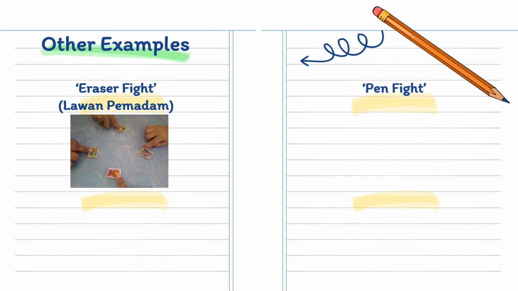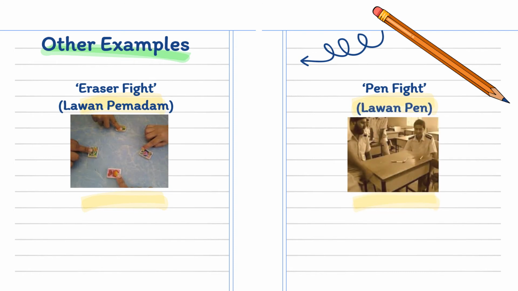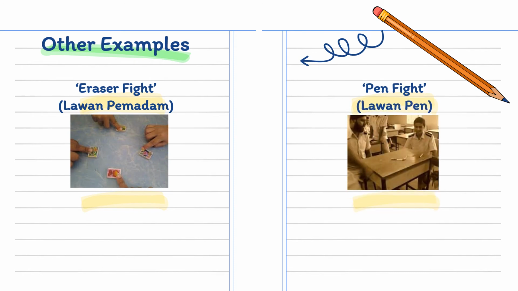Next is pen fight or lawan pen. Okay. How to play this game? You tap your pen and move your pen until your opponent's pen fell from the table. Awak lawan jentik-jentik pen, ambil turn, seorang jentik sekali, sampailah pen lawan awak jatuh daripada meja. That is how you play pen fight.